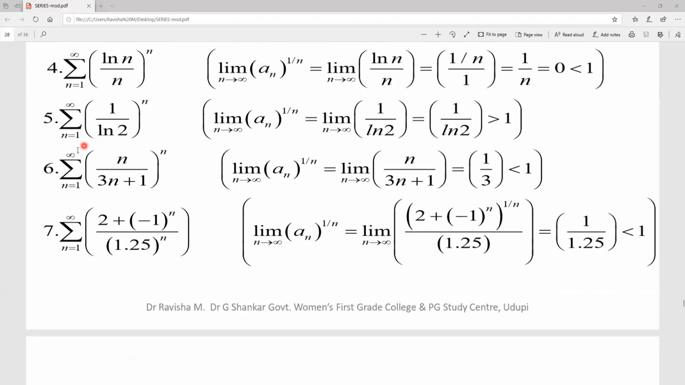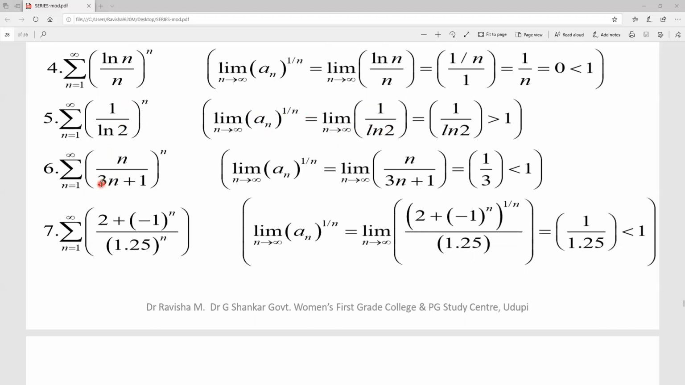Let us take the fifth one. Sum of n is equal to 1 to infinity, 1 by log 2, whole power n. So the nth term is this. Anyway, the power is n, so let us apply the root test here. Limit of a_n as n tends to infinity, whole to the power of 1 by n. So this can be written as 1 by log 2, as n and 1 by n get cancelled. 1 by log 2 is greater than 1. Therefore, the series is divergent by the root test.